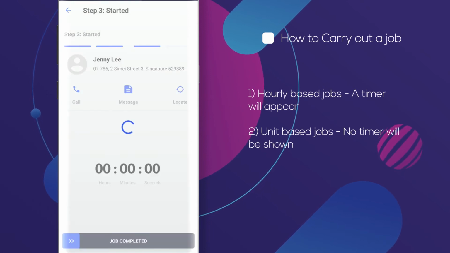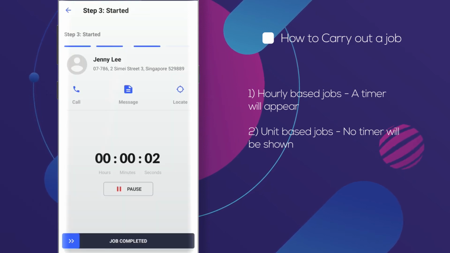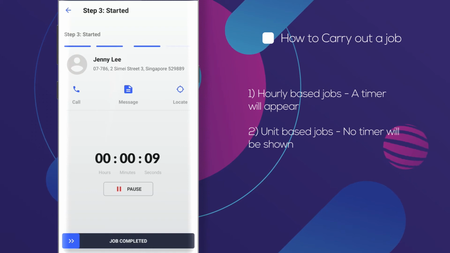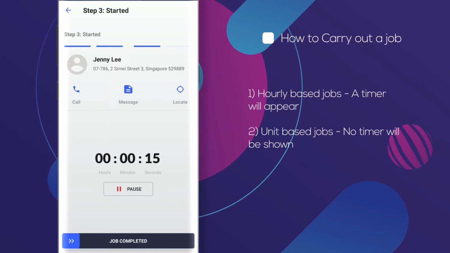If it's an hourly-based job, a timer will appear to record the time that you have spent carrying out the job, and the customer will be charged with your hourly rate included. If it's a unit-based job, no timer will be visible. However, the faster you finish, the more time you'll have to take on other jobs.